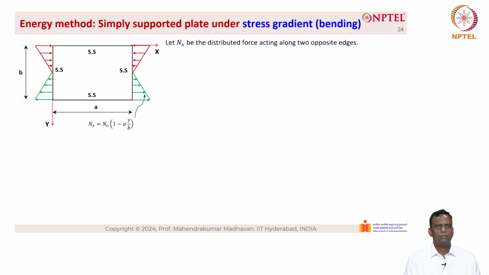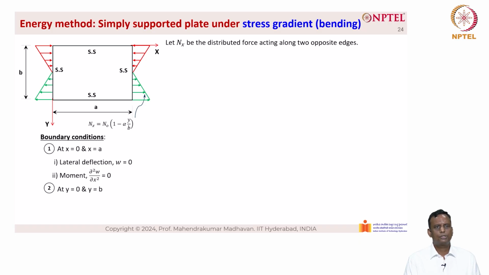Now, let us go through step by step. Let Nx be the distributed force acting along two opposite edges. The boundary conditions are at x equal to 0 and at x equal to a. We have lateral deflection W equal to 0. The moment is given as dou square W by dou x square equal to 0.